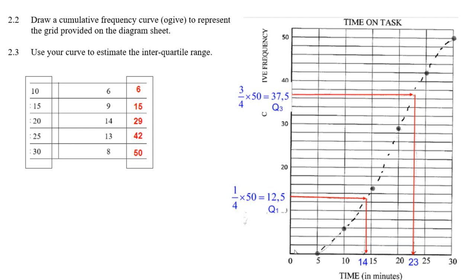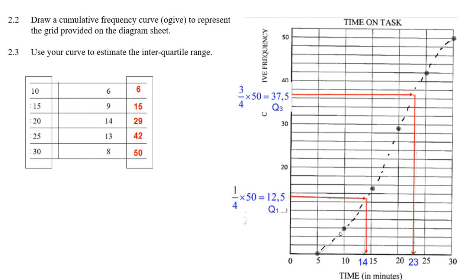And then you connect the points in the best kind of curve you can. And there is my curve like that. And there's your Ogive curve. And that's it. Now it says, use your curve to estimate the interquartile range.